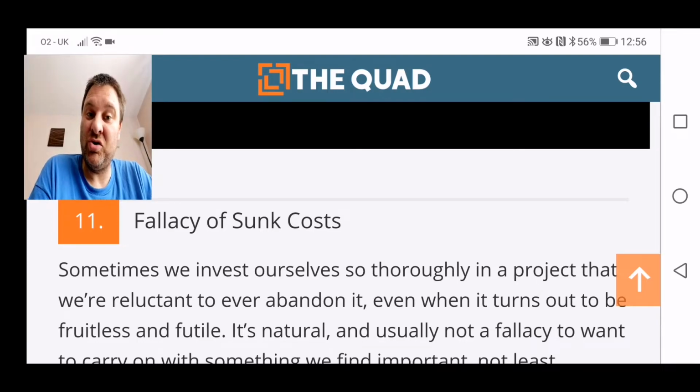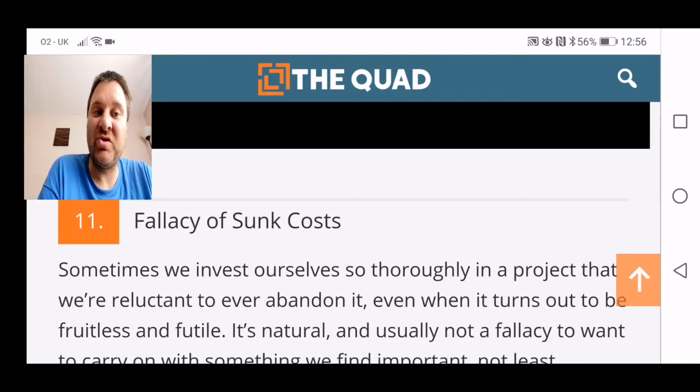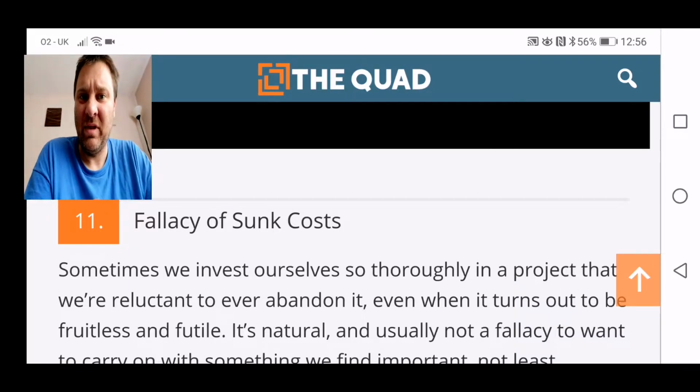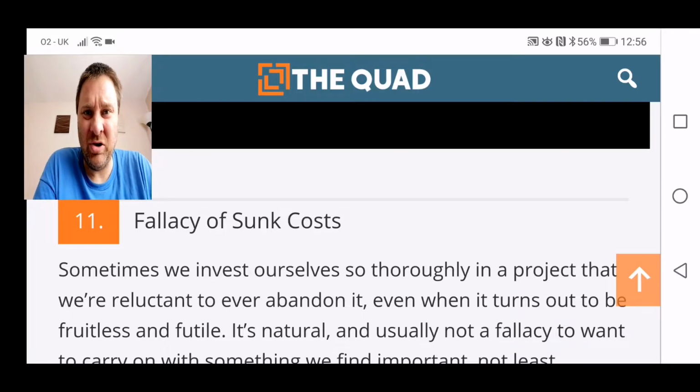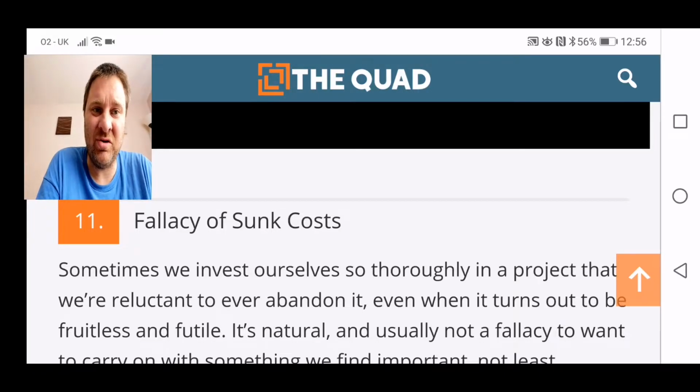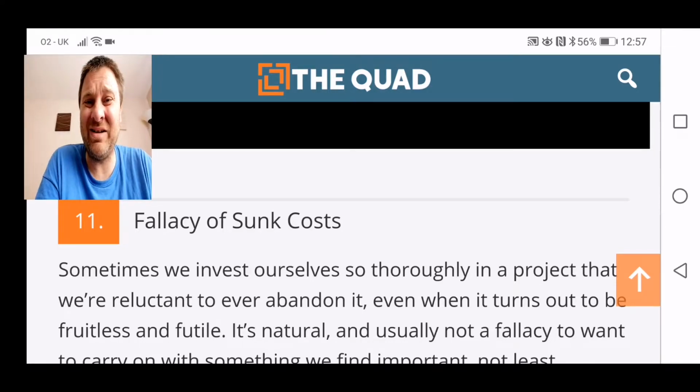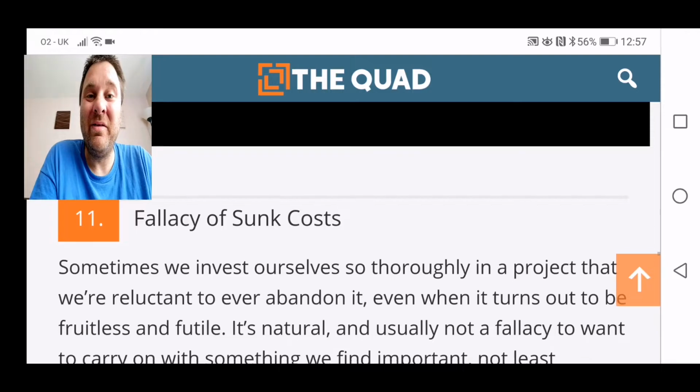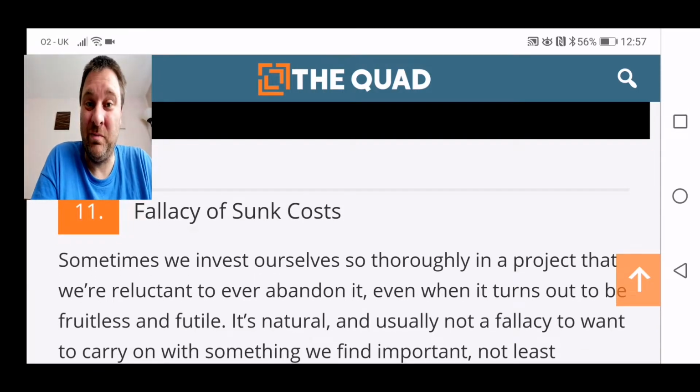Fallacy of sunk costs. Sometimes we invest ourselves so thoroughly in a project that we're reluctant to even abandon it. I think we've got this with some of these globers, you know. They sunk themselves so thoroughly into trying to debunk the flat earth and using fallacy and all the underhanded tricks in the book. Now I think they know that the earth's not a globe. Or sorry, not what they tell us it is. It's a better way of putting it. But they're that far into it now, they can't let go. So they're using this fallacy of sunk costs.